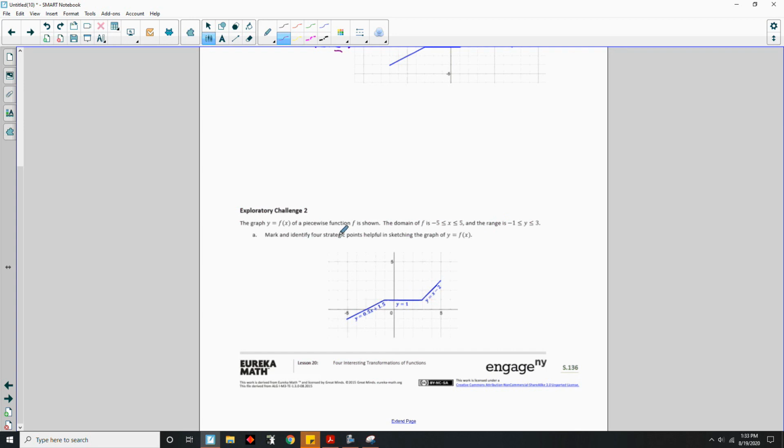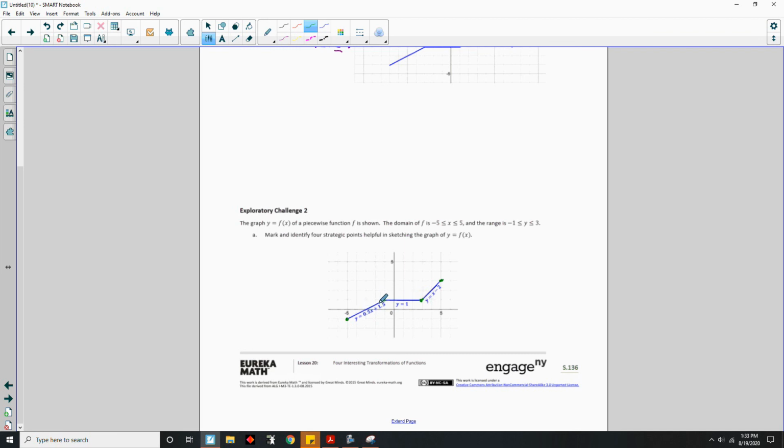Mark and identify 4 strategic points helpful in sketching the graph of y equals f of x. Okay, so now they're just asking you to plot the points that would be helpful in graphing these. So you want to know where each piece ends. So these two are strategic. We want to know our y-intercept. And if we know the other ends, those would be also useful. Okay, and they say mark 4, so I guess you could get away with not marking the y-intercept, because you can figure that out just by looking at it.